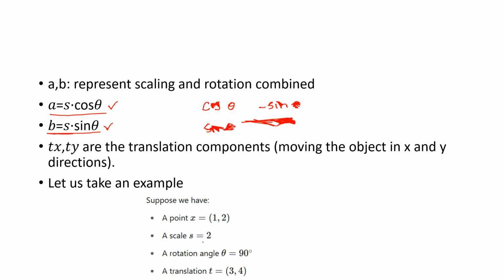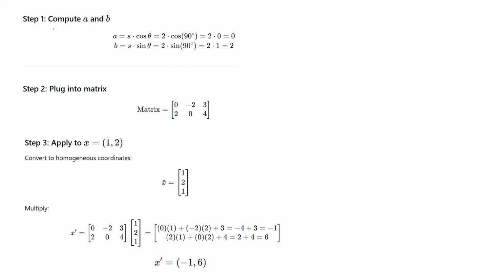of value 2, which means if the square size is 1, we have to enlarge it to 2. If the length is 1 and the height is 1, we are going to convert the length to 2 as well as the height to 2. Okay, so the rotation is 90 degrees, translation is (3, 4). See this example. As per the matrix, we have taken A as S into cos theta, B as S into sin theta. The scaling value we have taken is 2, and cos 90 degrees is 0, so 2 into 0 is 0. Sin 90 degrees is 1, so 2 into 1 is 2.